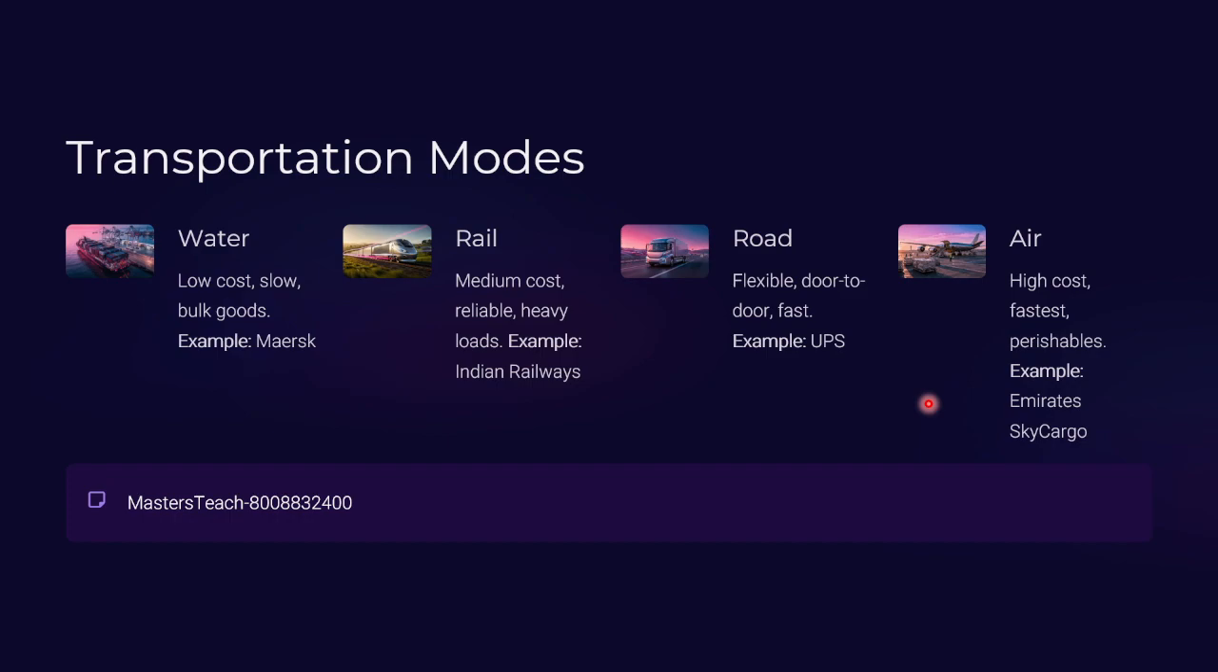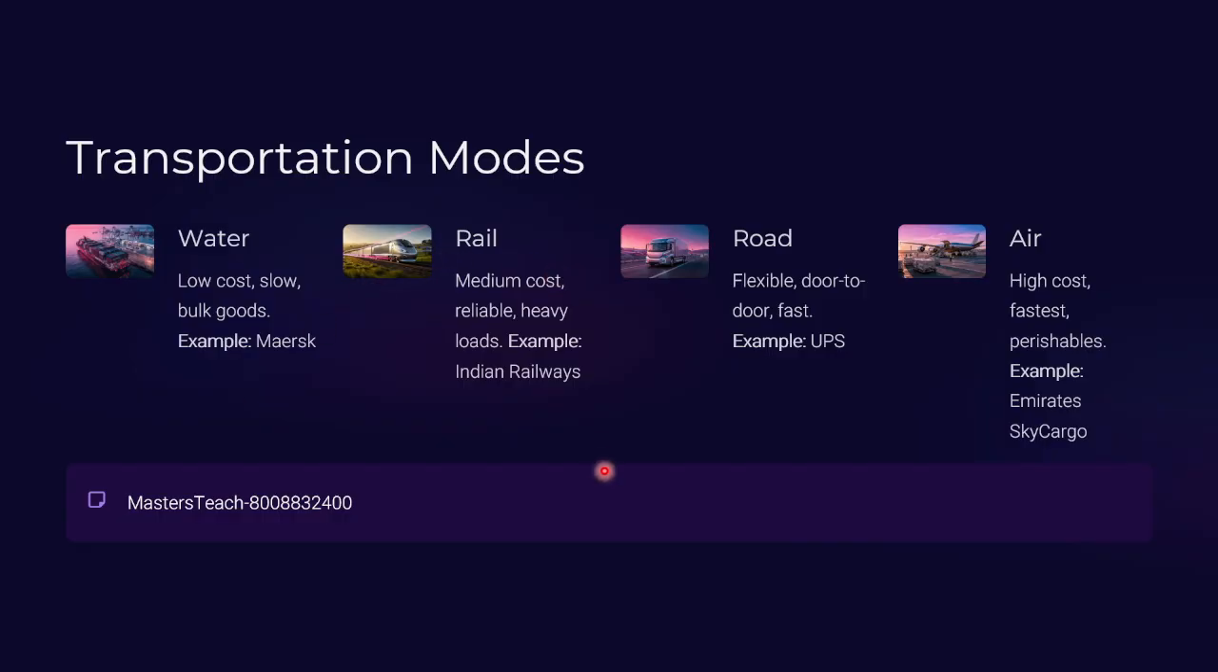Then transport modes. It is a frequently asked question, and it is very easy. There are four types of transport modes: water, rail, road, air. Water gives low cost, and it goes so slow, but bulky goods are possible. For example, Mars transports a lot of goods by using water transport.